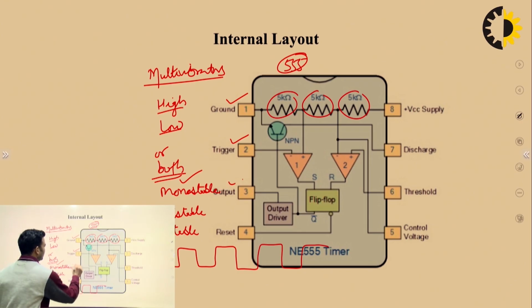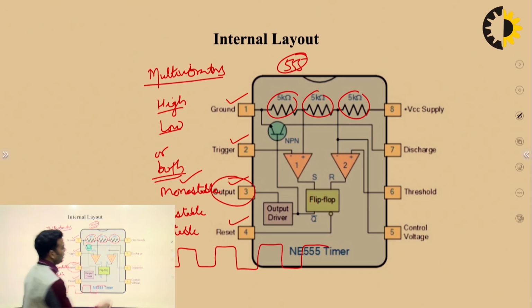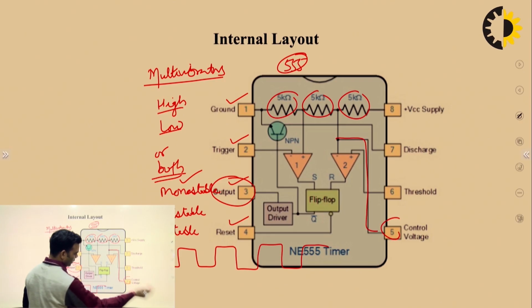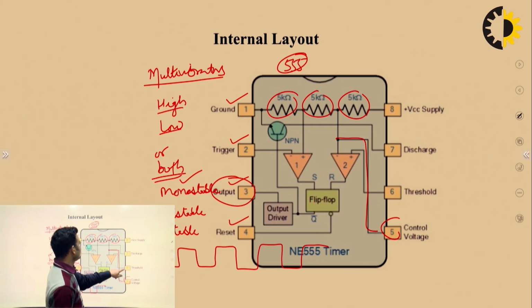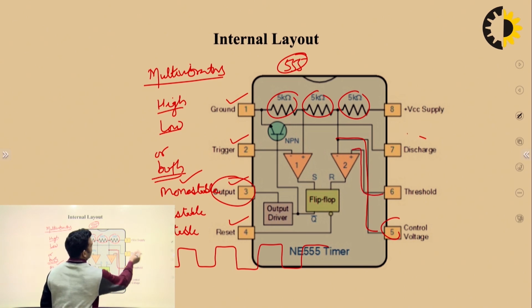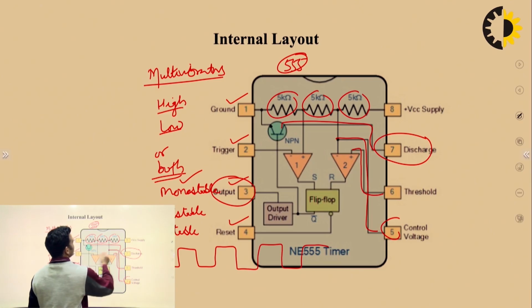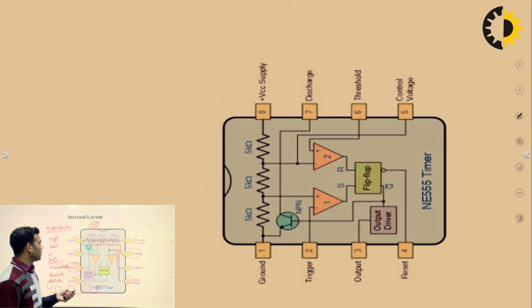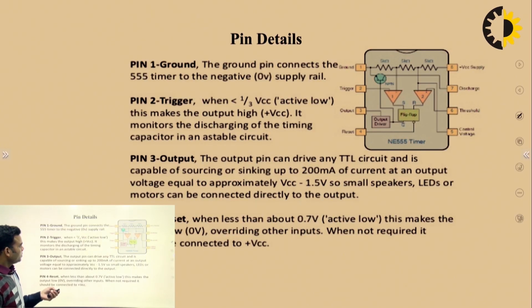Next is output. We can take output from the third pin, and the fourth pin is the reset. The fifth pin is the control voltage. Very soon I will discuss its use. The sixth pin is the threshold. The seventh pin is the discharge pin, which is connected to the transistor, and the eighth pin is the power supply pin, where we need to give plus VCC to operate this 555 timer properly. This I have already discussed.